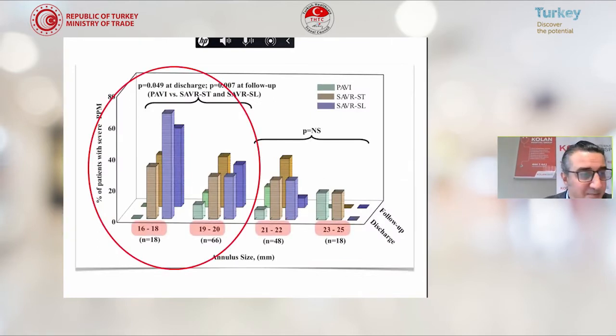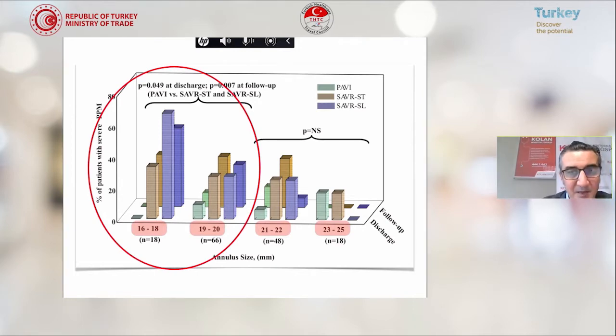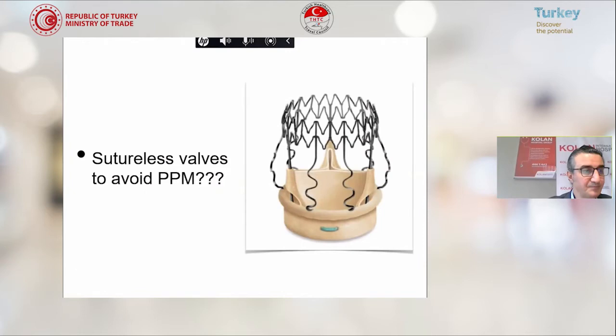Importantly, it has been noted that the superiority of TAVI, transcatheter aortic valve implantation, in terms of the reduction of PPM was more pronounced, especially in patients with a small aortic annulus. Some new generation bioprostheses may be considered to avoid patient prosthesis mismatch. The sutureless valve may be another option with its special design, due to the absence of a sewing ring. It provides a greater effective orifice area.